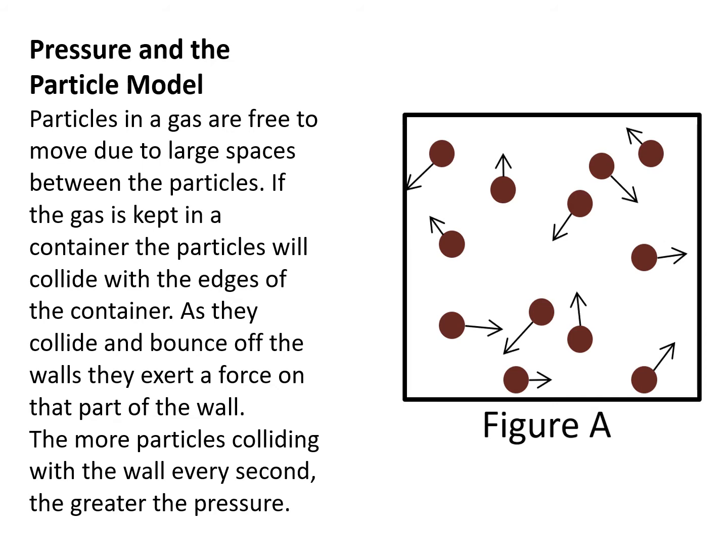So as we can see in figure A, the particles, represented by the dark red dots, are traveling with different velocities, represented with these arrows. Their direction and the speed they're going is represented by the direction of the arrow and the length of that arrow.